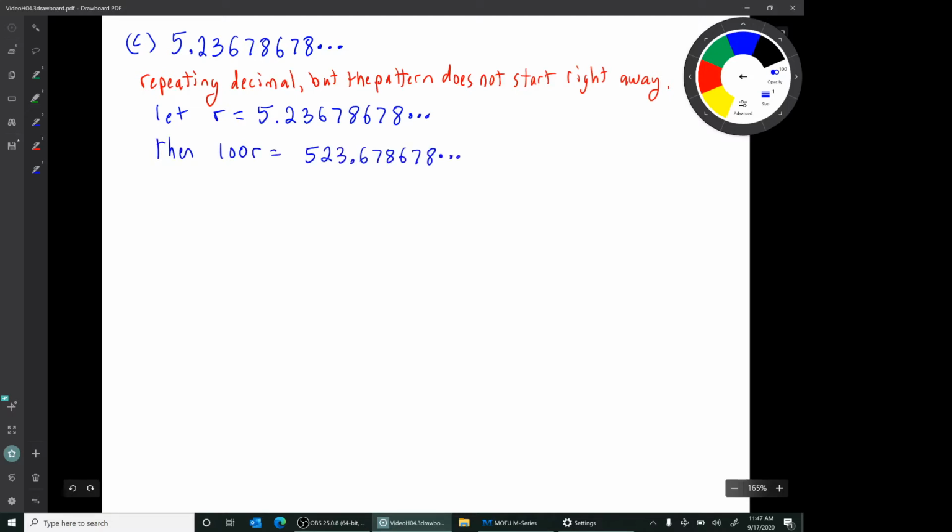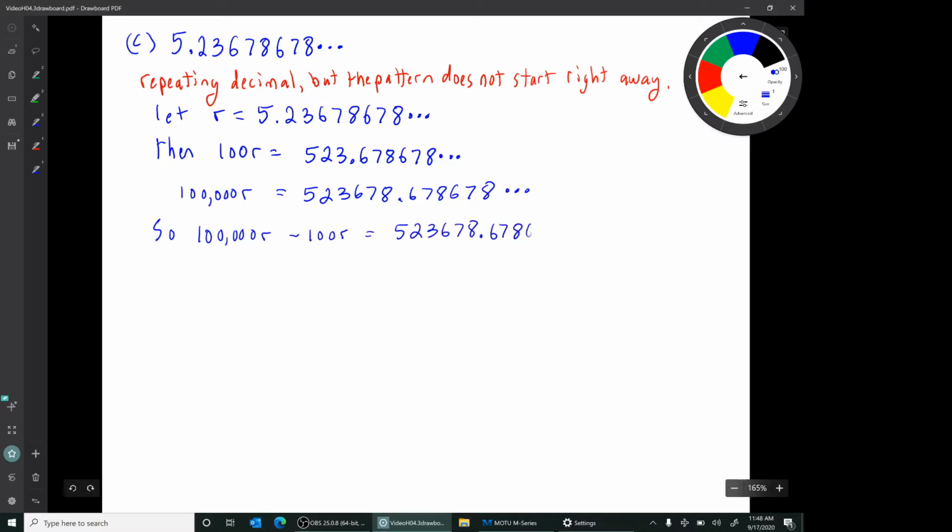So 100r is this new expression where the repeating pattern starts immediately after the decimal. Now if I multiply this new thing by 1000, I get another decimal with the same repeating pattern to the right of the decimal place. And I do the same trick as before. I subtract one from the other. The result of the subtraction is an integer.